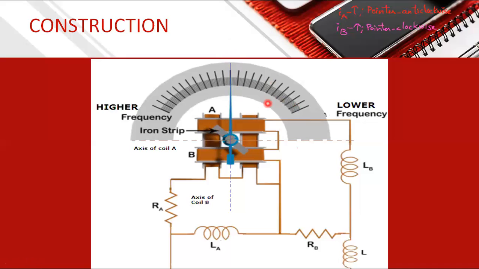Hope you are clear with this. So when we give normal frequencies, field produced by A is equal to field produced by B. So the iron strip will not get attracted to any place, either to the axis of coil B or to the axis of coil A, because both the magnetic field strengths are the same. So there will be no change in position of the iron strip, and hence the needle will stay in the normal position. So this is going to be the normal frequency position.